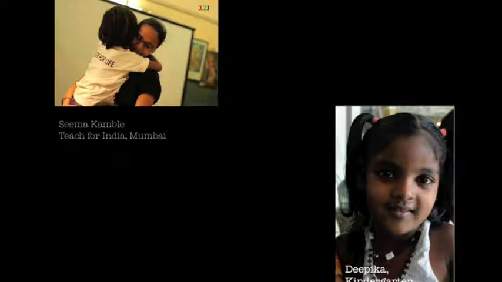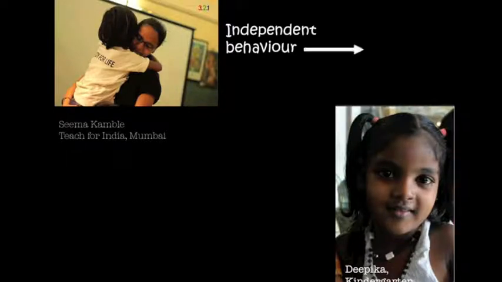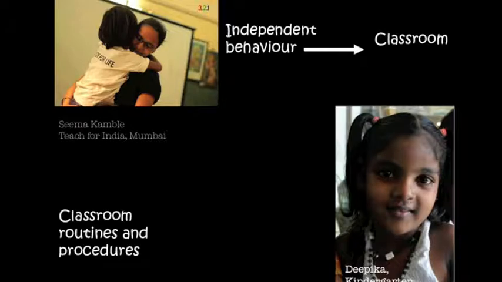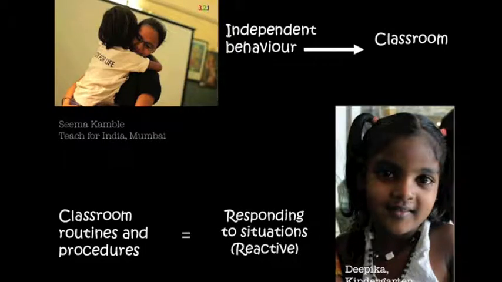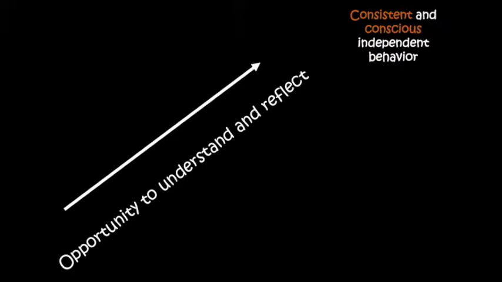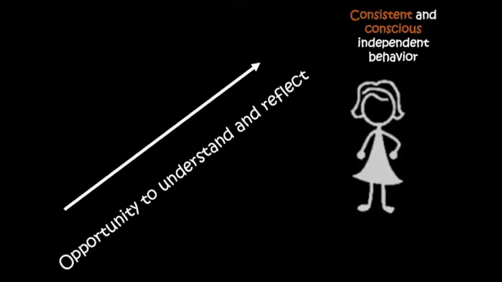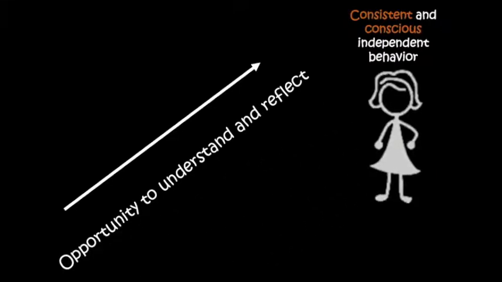Seema has recognised this as independent behaviour and wanted to help Deepika bring that independence into the classroom. She focused on building routines and procedures to help support independent behaviour. However, Deepika was only responding to situations, not making active, informed choices to change her own behaviour. According to Seema, a final push into consistent and conscious independent behaviour only came when Deepika got the opportunity to understand and reflect on what independence means and means to her specifically.